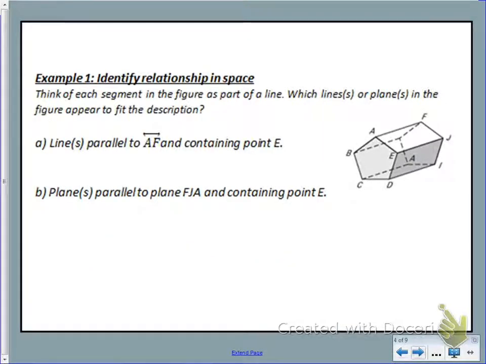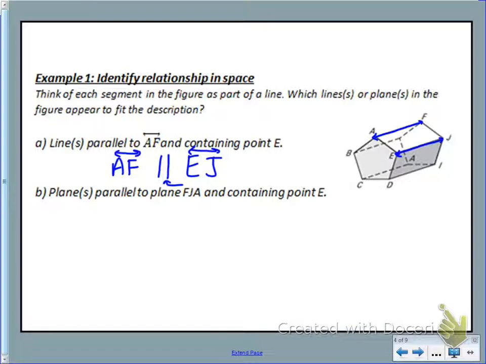Example 1 says to think of each segment in the figure as part of a line. Which line or lines, plane or planes, in the figure appear to fit the description? Lines parallel to AF, so I'm going to locate AF here, and they have to contain point E. So the only line that does not intersect AF and contains E would be the line EJ. So we can say line AF is parallel to line EJ. This symbol right here is how we would write parallel. It's just essentially two bars running next to one another.